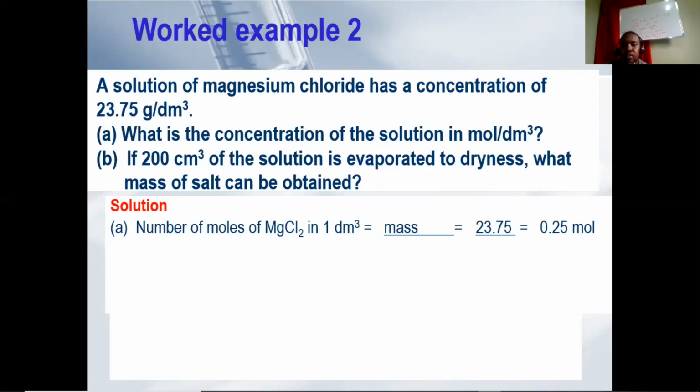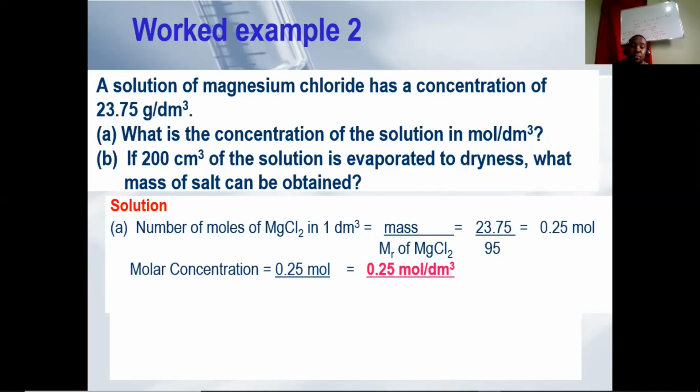So the number of moles in 1 dm cube would be their mass over your molar mass. So 23.75, which is given in the question, divided by the molar mass, which is 95 for magnesium chloride, and we get 0.25 mole. Right? So since we have the mole now, that's our answer in dm cube because we're dividing it by 1 dm cube, since it's 1 dm cube of the solution that we found the mole for. Right? So we get 0.25 mole per dm cube.